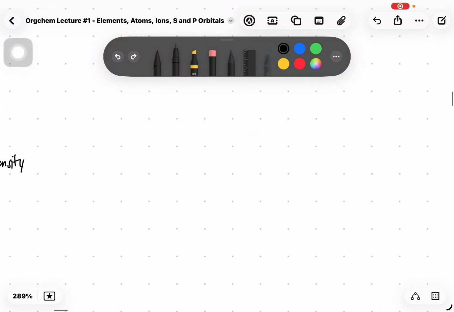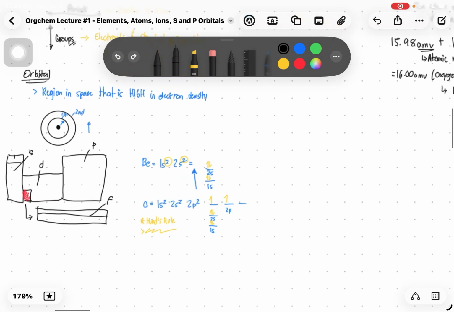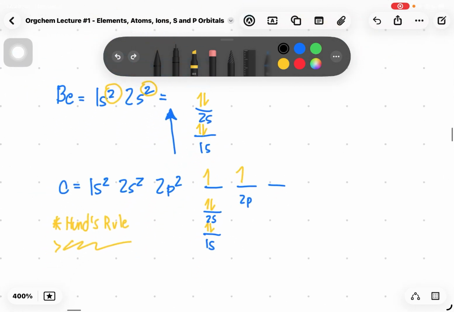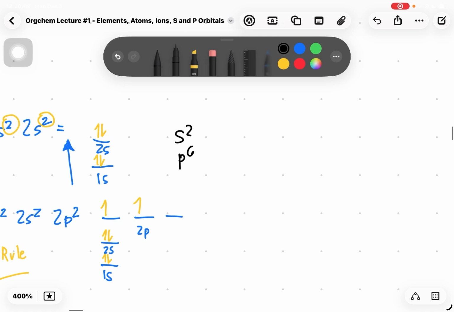And let's reiterate the orbitals again from earlier. So for the first orbital, or rather the s orbital, the s orbital can only hold 2 electrons. Basically s2 and then p6. Why? Let's draw it again. So let's say we have a 2s orbital here. We can only hold a maximum of 2 electrons. For a p orbital, we can hold a maximum of 6 electrons.